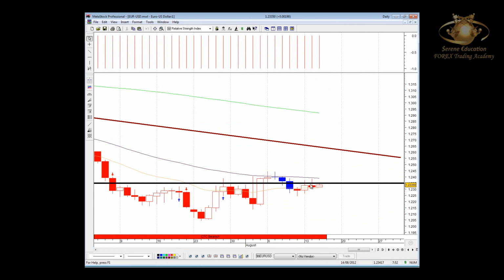Uncertainty yet again in the market yesterday. Price rallied above that 1.2350, but was unable to actually hold on to those highs and find support above that 1.235 going into the US session. And subsequently price fell below again.